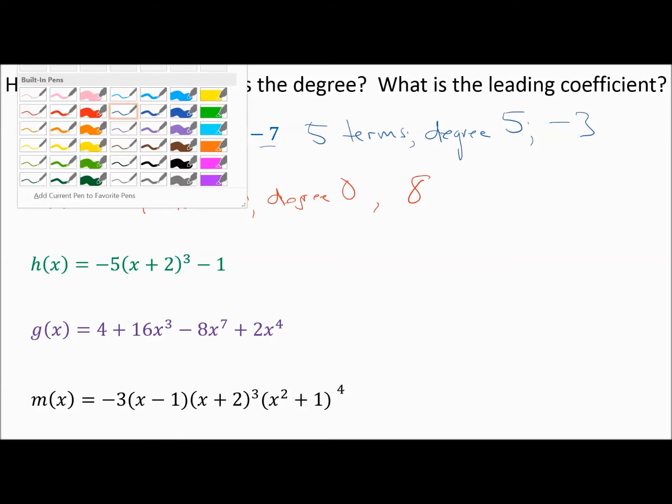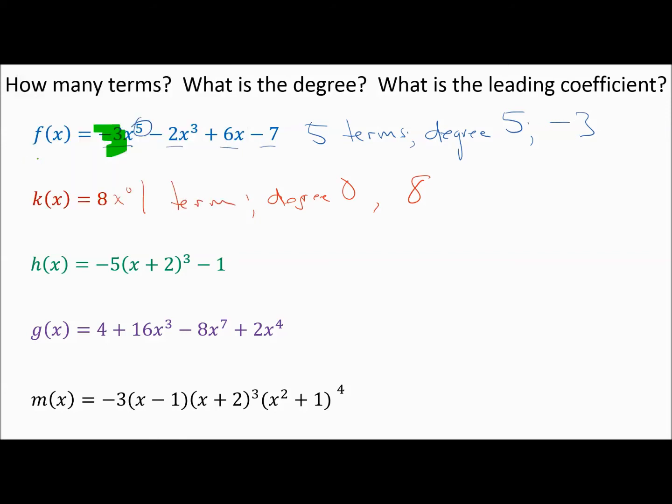Now, the next problem, h of x, okay, is -5 times (x plus 2) to the third minus 1. Now, how many terms does it have? We really can't answer that without multiplying that all out. So I don't want to answer that question because I don't want you to have to FOIL all that out. You can imagine how many terms it would be.